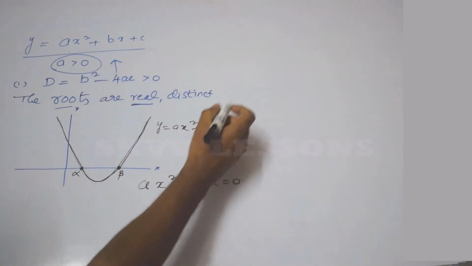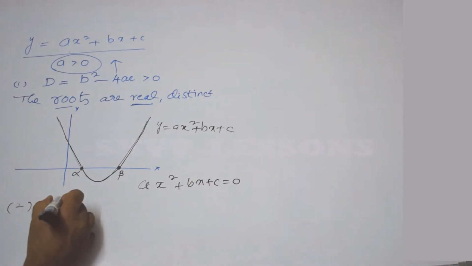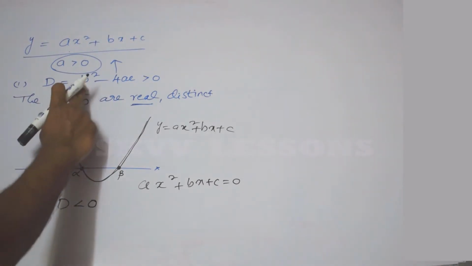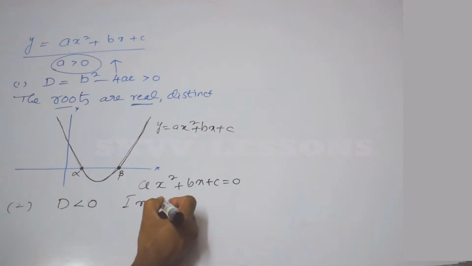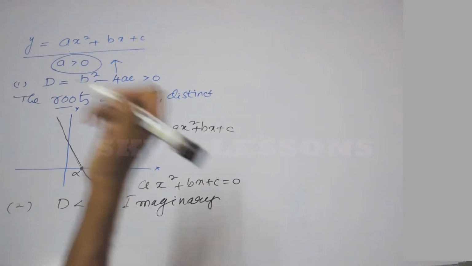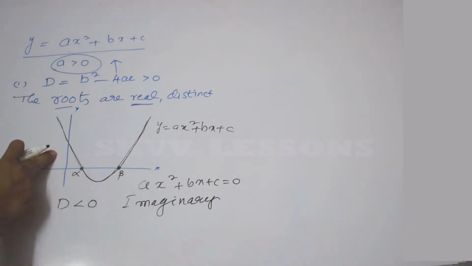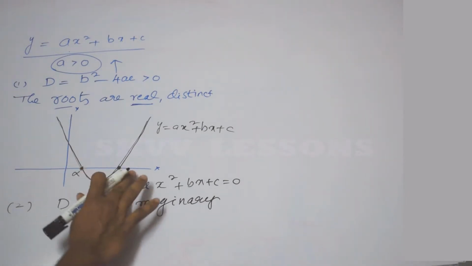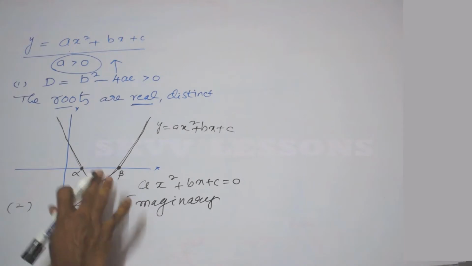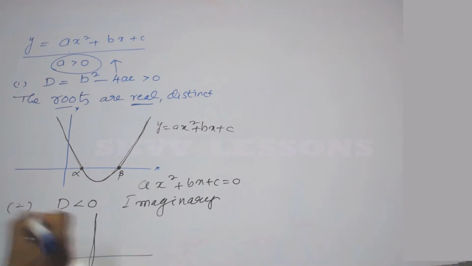Now if D is negative, that means b square minus 4ac is negative. What is the meaning of this? Whenever D is negative, roots are imaginary. No real roots exist. No real root exists means the parabola never touches the x-axis, or even intersects it. Neither touches nor intersects.